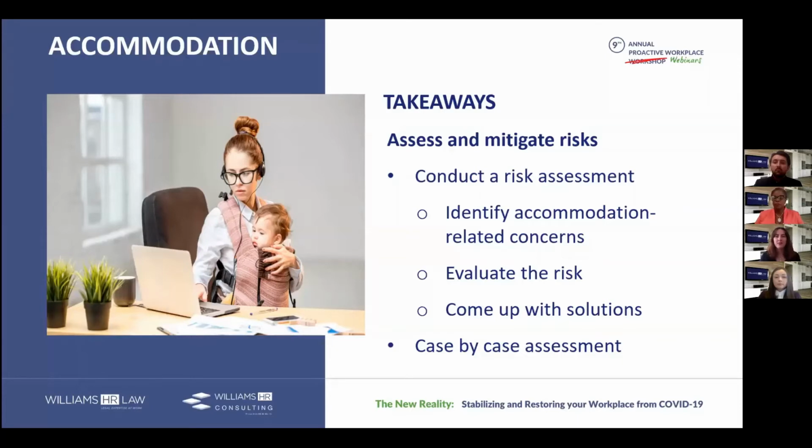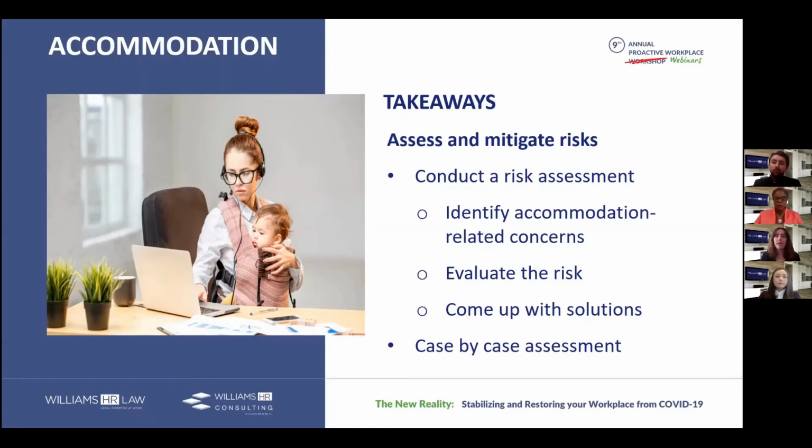And in conducting a risk assessment, the same three general steps or categories of steps are going to apply as we discussed in day one in the context of health and safety risk assessments. The first one is going to be to identify accommodation-related concerns, like those that Joel, Awana, and I discussed. And the second piece is going to be to evaluate the risk that these concerns pose.